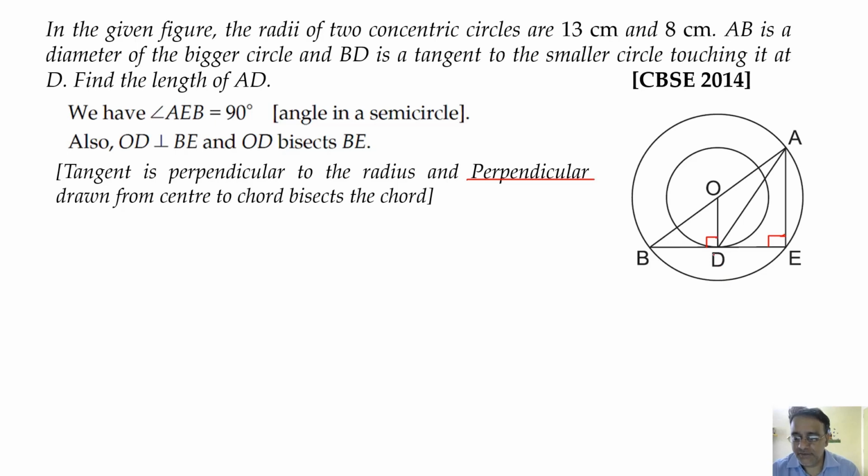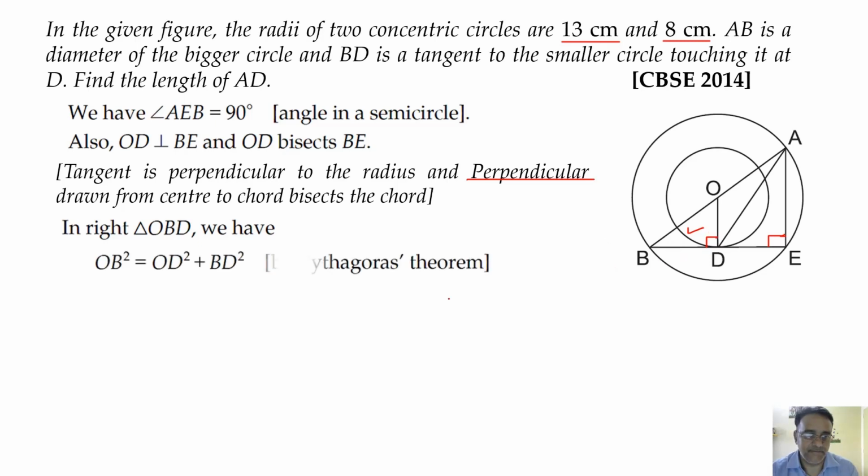Right. Now we'll take this triangle OBD and use Pythagoras theorem. What is the value of OB? 13 centimeter. Very good. What is the value of OD? 8 centimeter. Fine, good. So in triangle OBD, by Pythagoras theorem, we will get OB square is equal to OD square plus BD square.